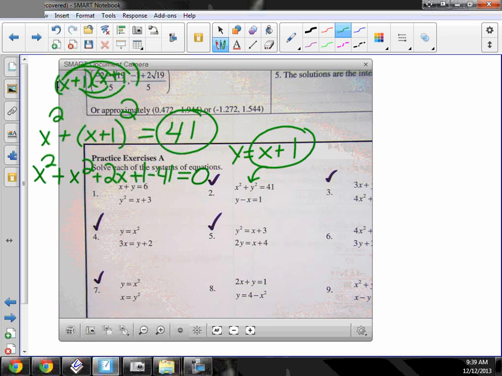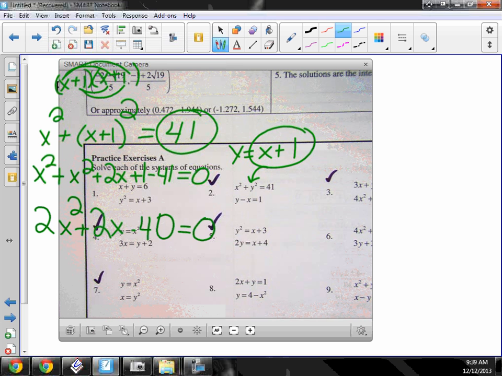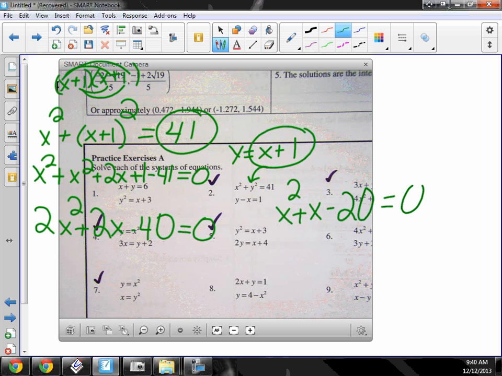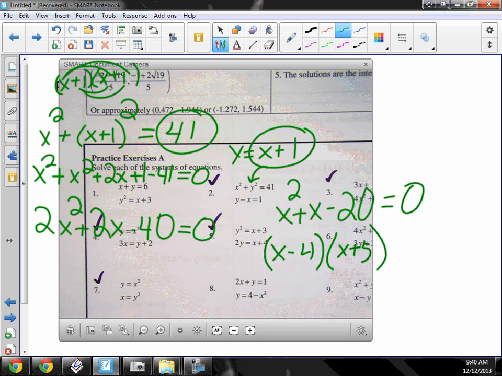Anybody confused up to that point? No? Okay. So 2x squared plus 2x minus 40 equals 0. We good? Can I make this any easier? Divide by 2. So x squared plus x minus 20 equals 0. Now hopefully it factors. If it doesn't factor, we have to use a quadratic formula or complete the square. Are there factors of negative 20 that add to be 1? 4, negative 4 and 5. X minus 4 and x plus 5. So my x values are 4 and negative 5.